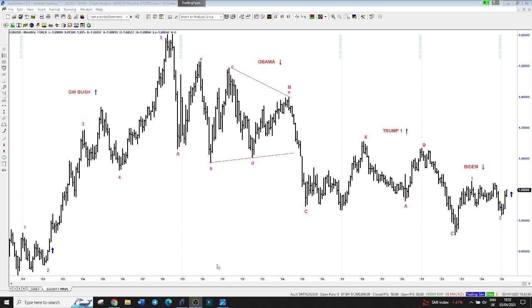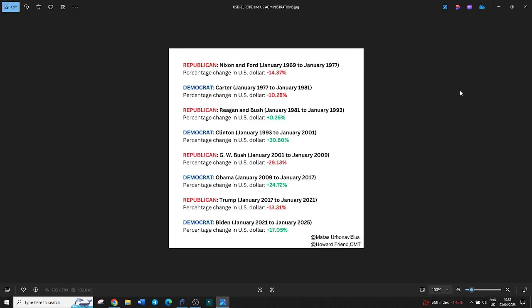Now, notice that on this chart, as well as the Elliott wave notation, I've put in the president at the time. Since Nixon floated the US dollar back in 1971, Republican administrations have tended to see a net decline in the value of the dollar, double-digit wise. One exception to that would have been Jimmy Carter, but that was the exception rather than the rule. Nixon and Ford together saw a 14% decline, continued under Jimmy Carter, and then under the Republicans, we saw a boom and a bust in the dollar.